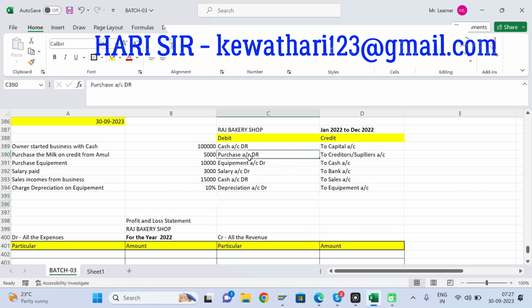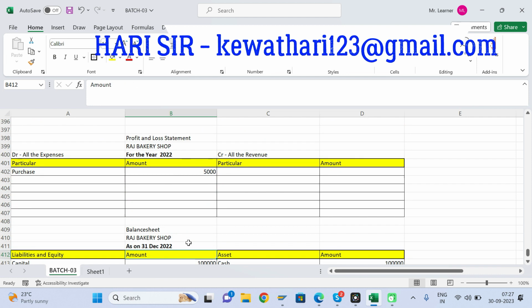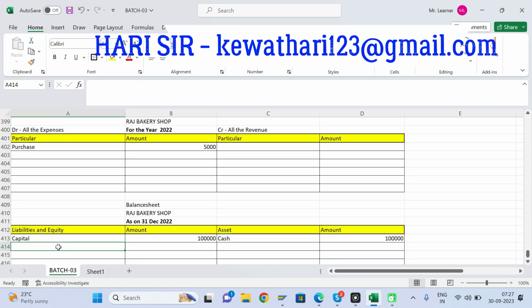Now next is the purchase account. So purchases is an expense, so it will go on the P&L side. Put it on the debit side, put how much you have purchased, 5,000 rupees. Then the creditor, the supplier, is your liability and it is a balance sheet item. So put it in the liabilities side, supplier or creditors, whatever you want to write, 5,000 rupees.